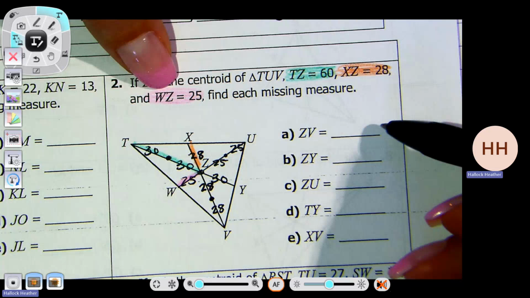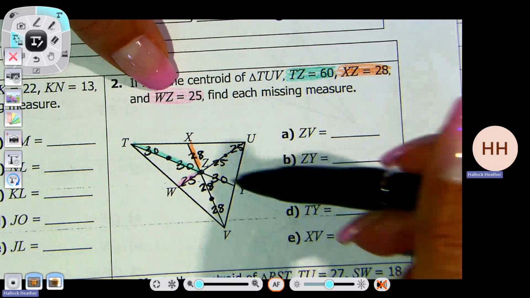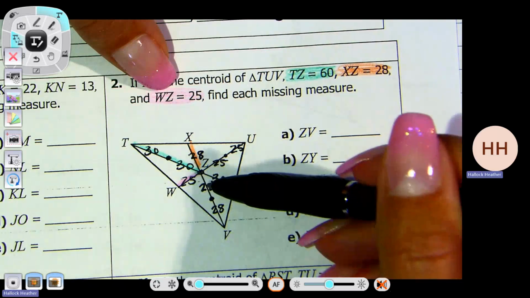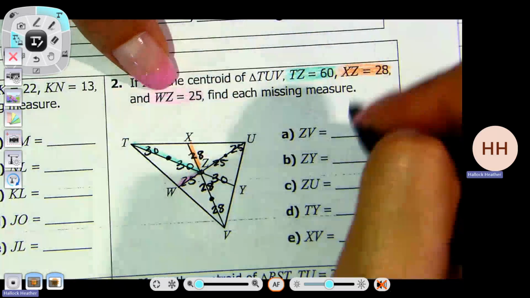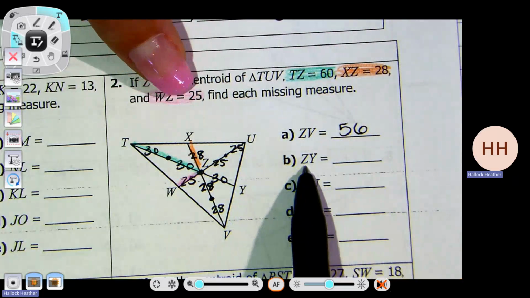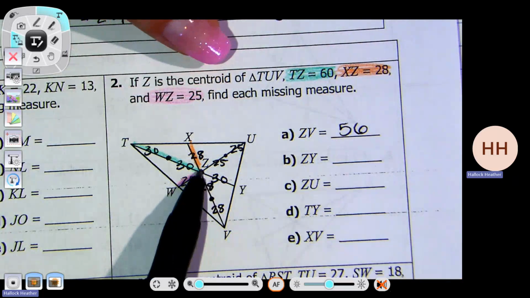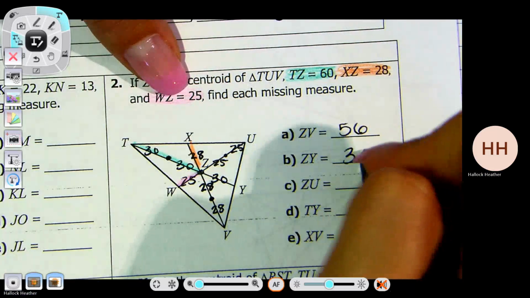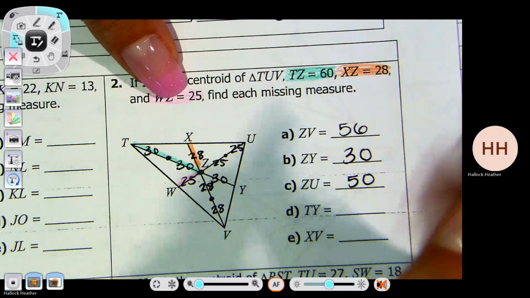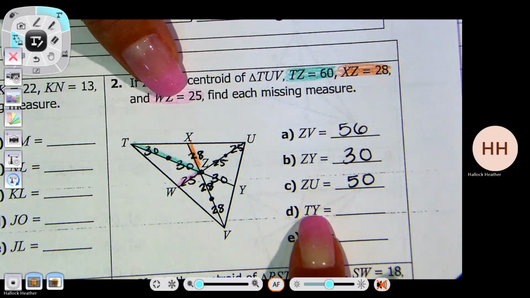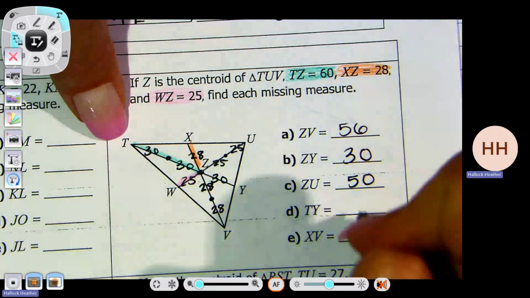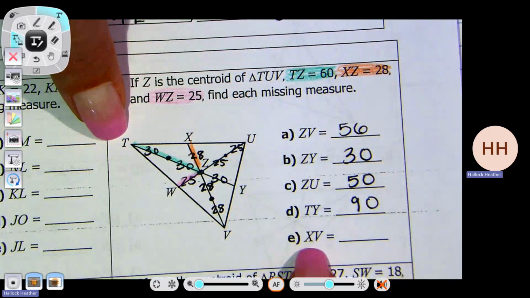How much would Z to V be? 56, because it's 28 plus 28, because there's 3 28s to make up the whole line, and I only want 2/3 of it, which is 56. What about Z to Y? 30. Z to U? 50. T to Y? 90, because that's 3 out of 3. So I have 30 plus 30 plus 30. So 90. And then X to V.